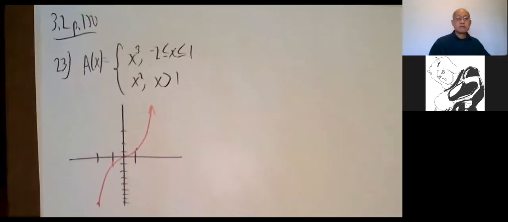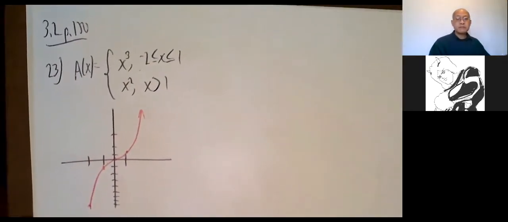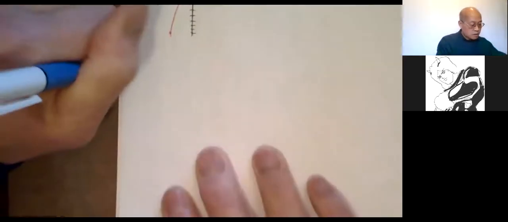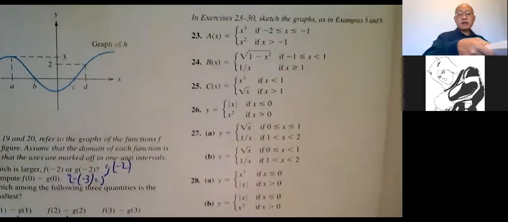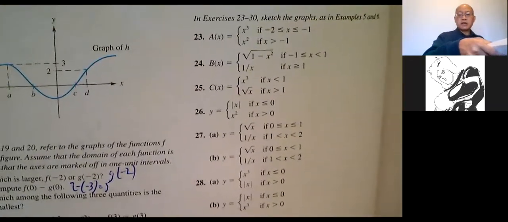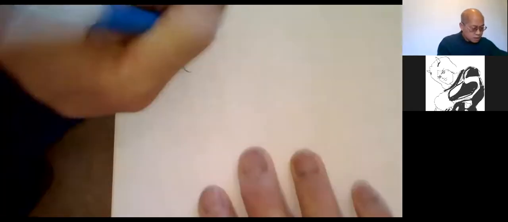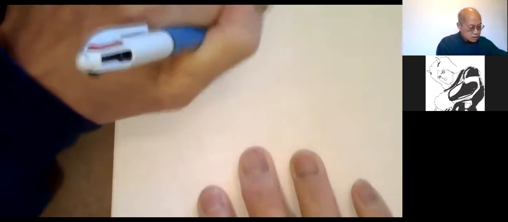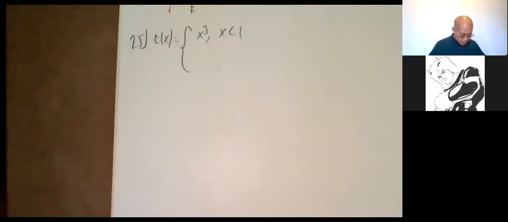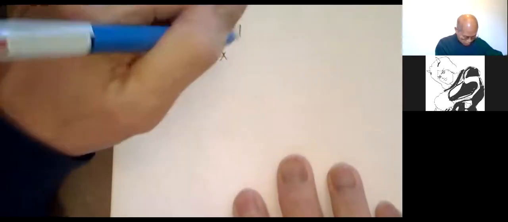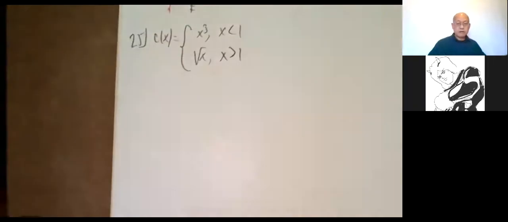Let me raise it up. Okay, and then 25, please, is right there. So x cubed if x is less than 1, square root of x if x is greater than 1. So 25. If you didn't get it, I got it here. C of x is equal to x cubed, x is less than 1. It says the word if. I'm just putting a comma, safe writing if. Square root of x, x is greater than 1.